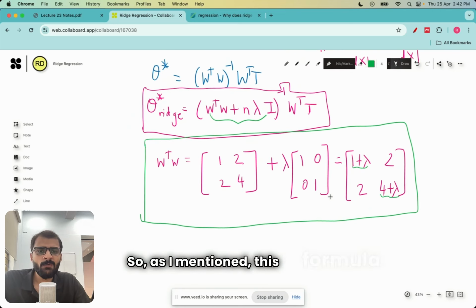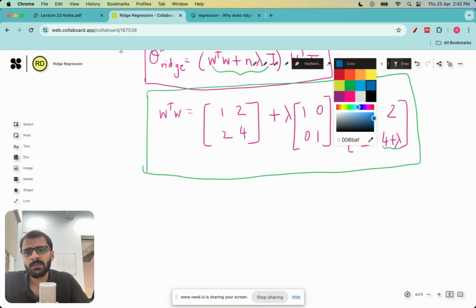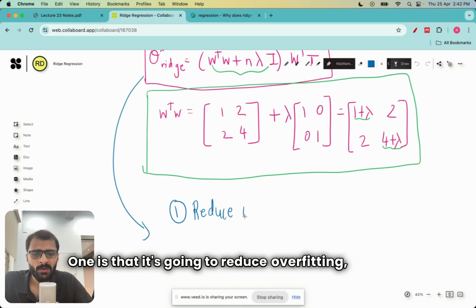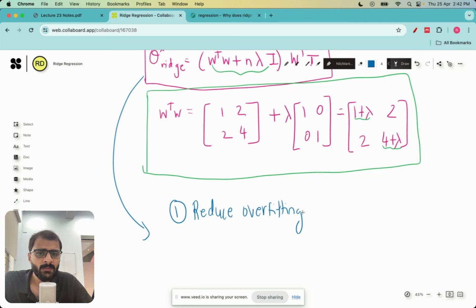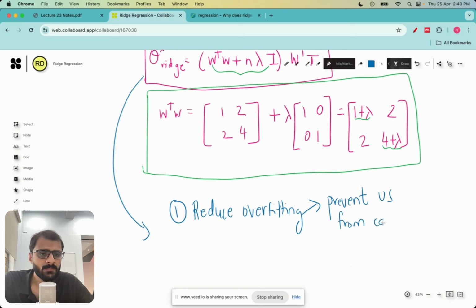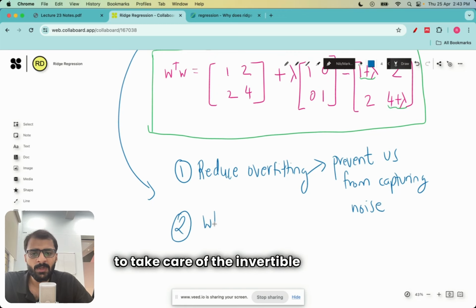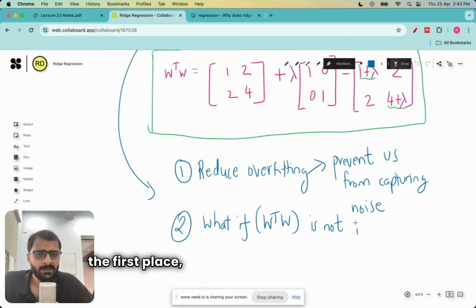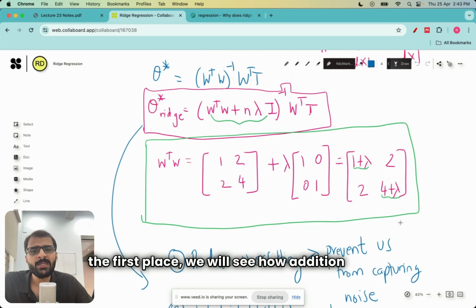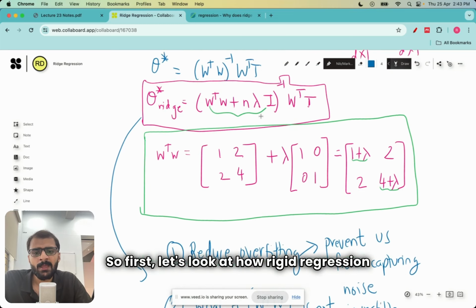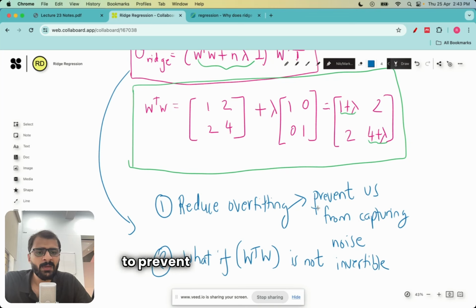So as I mentioned, this formula is going to solve two things for us. One is that it's going to reduce overfitting, or rather, it will prevent us from capturing noise in the data. And the second is that it's going to take care of the invertibility problem. So what if W transpose W is not invertible in the first place? We will see how addition of this lambda I takes care of the non-invertible problem. So first let's look at how ridge regression helps us to prevent overfitting, or helps prevent us from capturing noise.